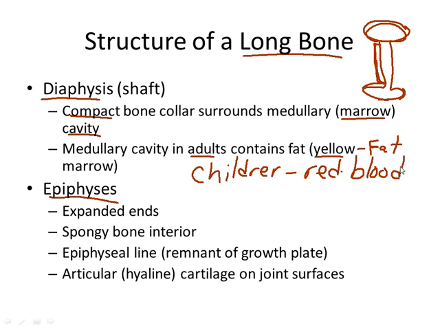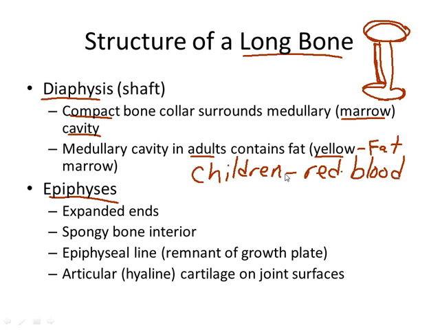Now, adults do have some red marrow because we do need to continually replenish our blood supply, but we don't have to make as much as children do because they're making more as they grow. So they have more red marrow than we do. So as we get older, our amount of red marrow goes down and it's replaced by this yellow or fat marrow. And all that can be found inside the shaft or the diaphysis.